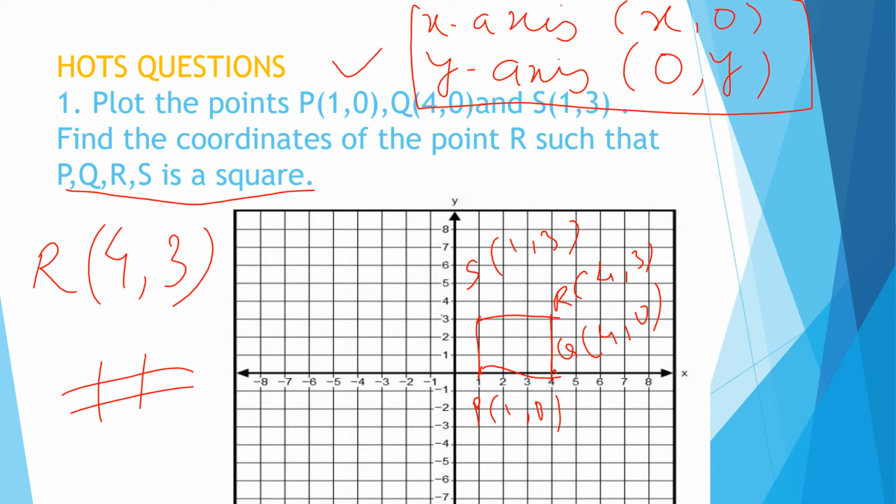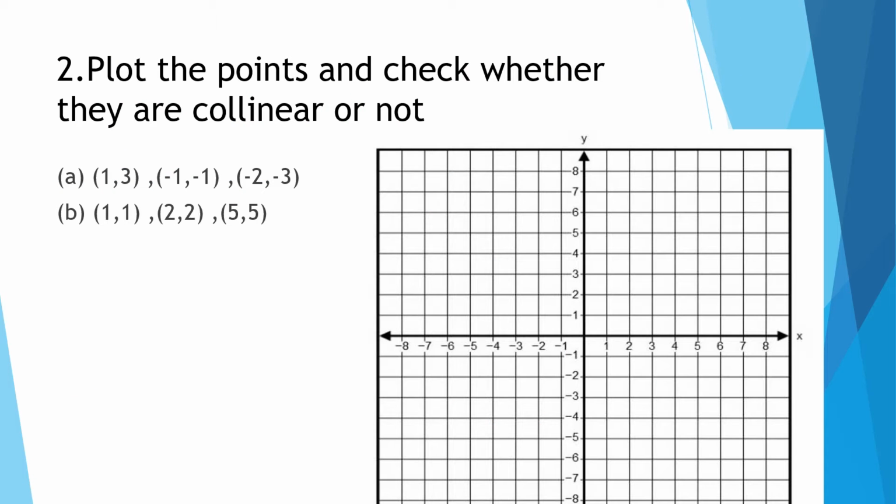So I was talking about René Descartes. One day when he was resting in bed, he solved the problem of describing the position of a point in a plane. In honor of Descartes, the system used for describing the position of a point in a plane is also known as the Cartesian system. Let us move to the next question.